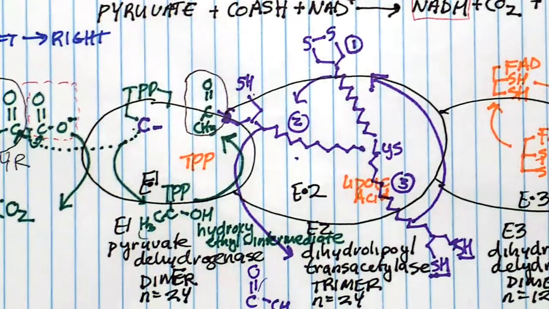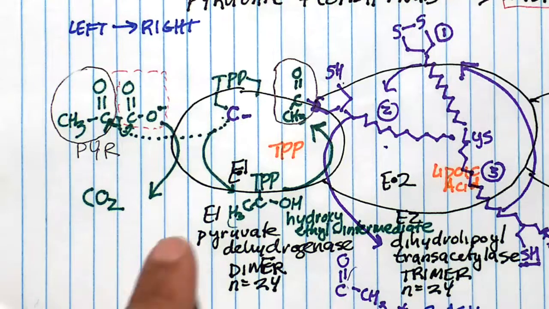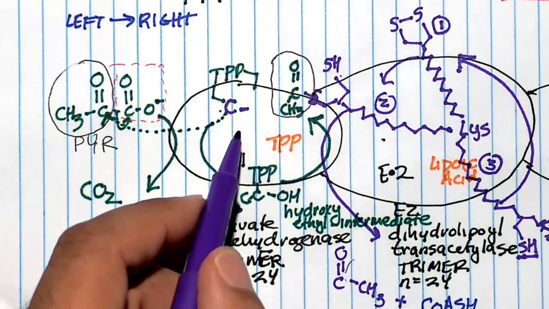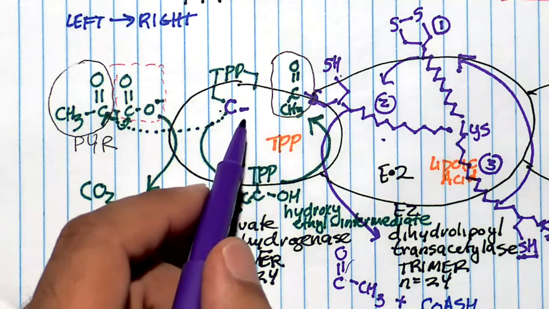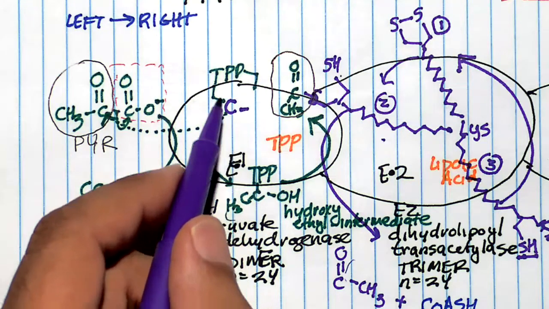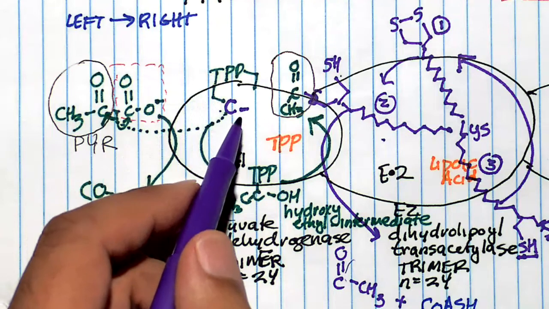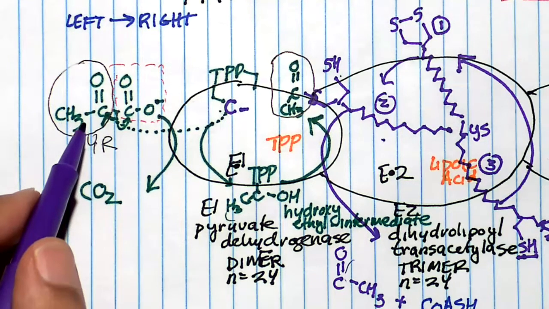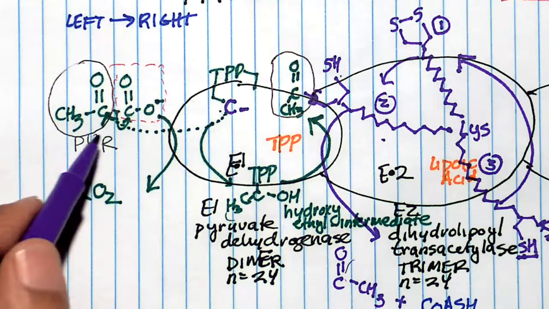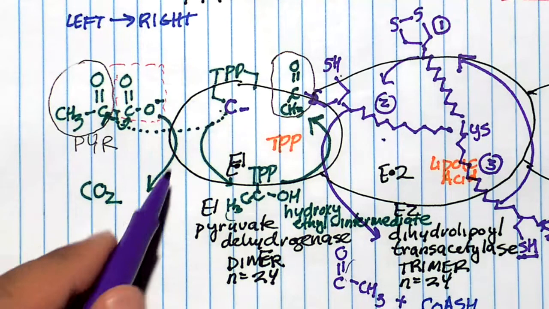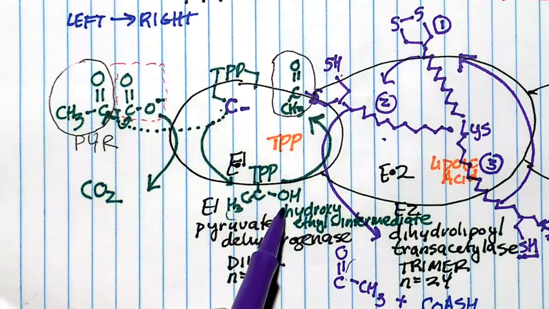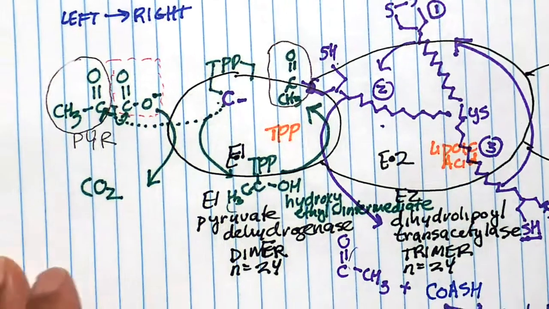First of all, we have E1 that contains thiamine pyrophosphate. If you look at the structure in your textbook or on your PowerPoint slide, it actually has a carbanion because that thiazolium ring is resonance stabilized. So this carbanion serves as a very powerful nucleophile. It will nucleophilically attack the C=O on the acetyl moiety, causing a decarboxylation. The TPP carries this acetyl group in the form of a hydroxyethyl intermediate.